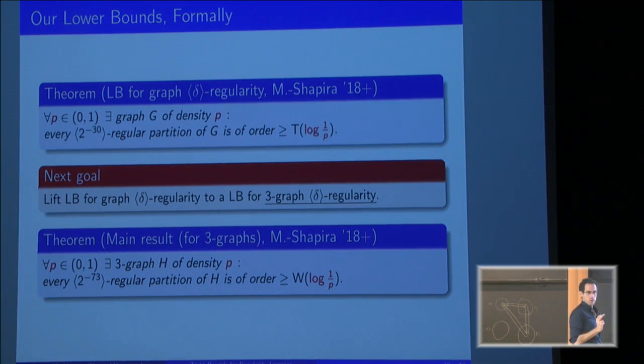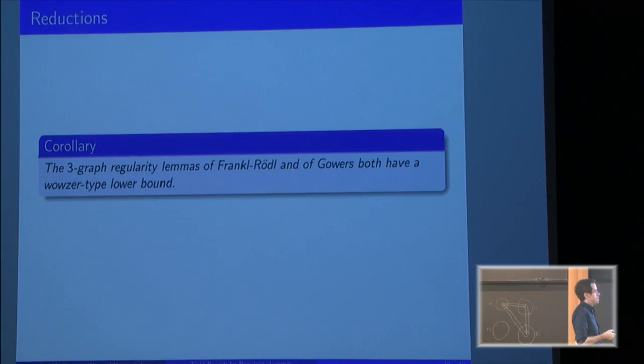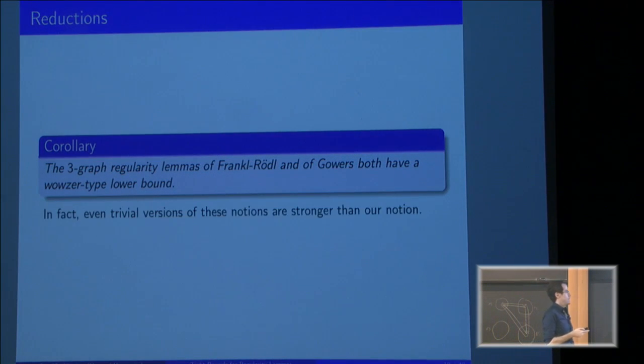The first Wowser lower bound for hypergraph regularity. So again, this is not for any of the previous notions of hypergraph regularity. It's for another notion. But as a simple corollary, since other notions, the notion of Rödl and Skokan and the notions of Gowers for tri-graph regularity, can be shown to be stronger than our notion of regularity, we immediately get a Wowser type lower bound for those as well.